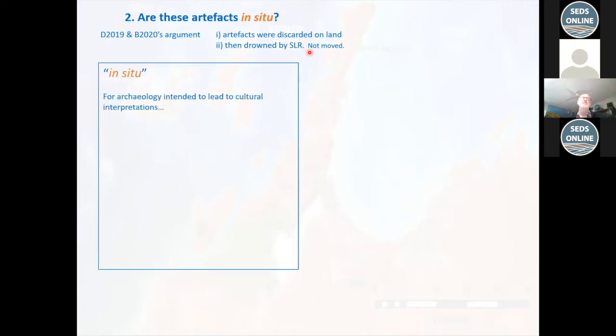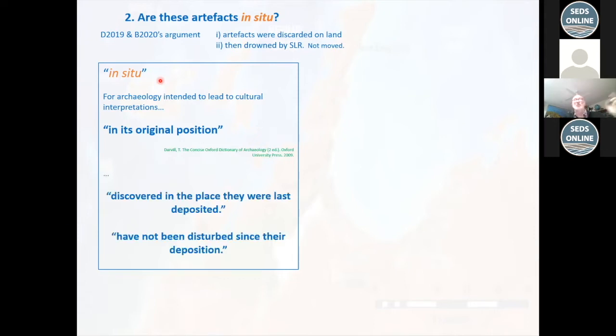So, boringly, let's just make sure we understand in situ. If you're an archaeologist and you find artifacts in situ, that's a great thing, because it means that you can rule out the natural processes so that you can gain a good cultural interpretation of what the archaeology might mean. So if you're wanting to get to that cultural interpretation, which is what archaeology is about, in situ means in its original position. And there are some more words which mean in its original position.